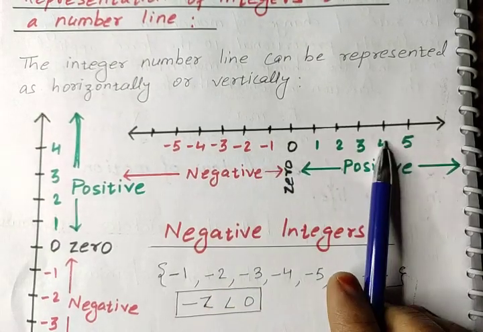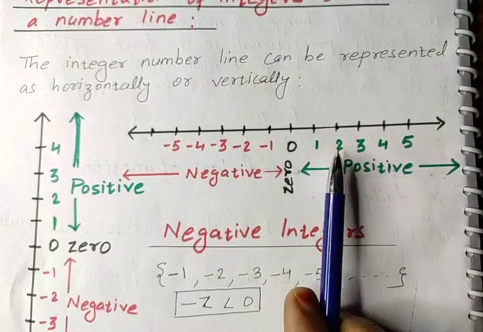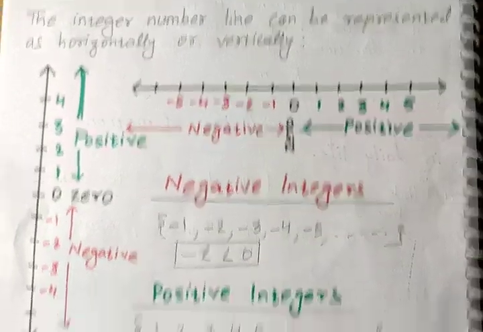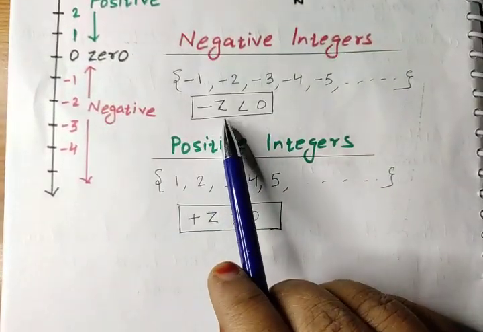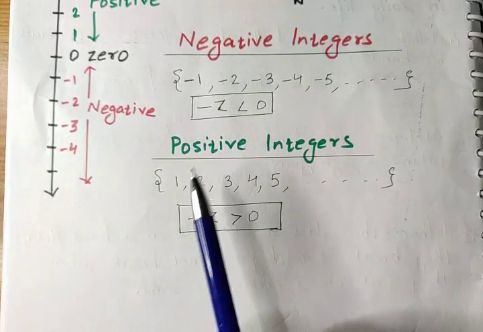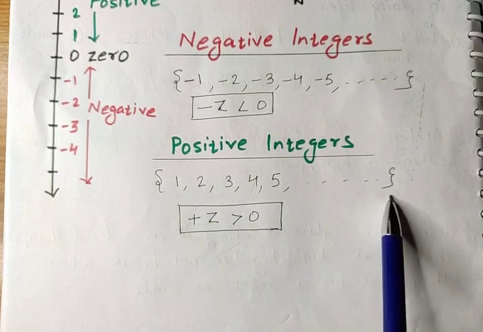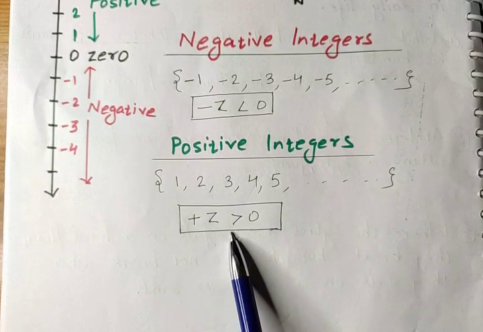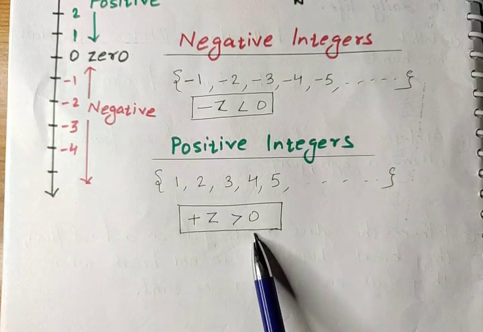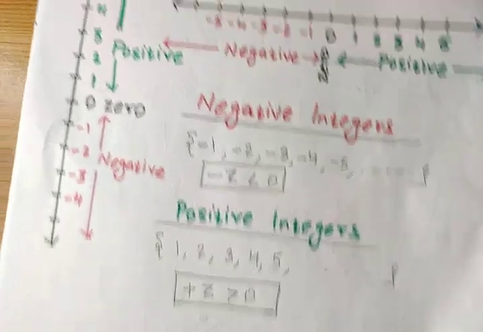But positive integers are right of 0, so positive integers are greater than 0. That's why negative integers are less than 0. Positive integers you see are 1, 2, 3, 4, 5, 6, 7, 8 and so on. Positive integers are always greater than 0. Clear, children?